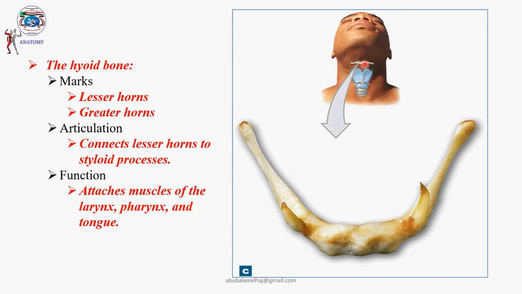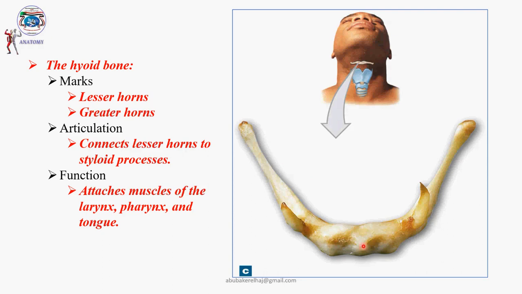Or at the base of the tongue, you can palpate the hard bony part, which is called the hyoid bone. The hyoid bone consists of this part, which is called the greater wing of the hyoid bone, and here we have a little projection, which is called the lesser wing of the hyoid bone, and this is the body of the hyoid bone.